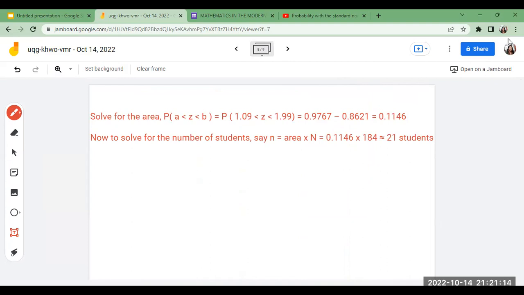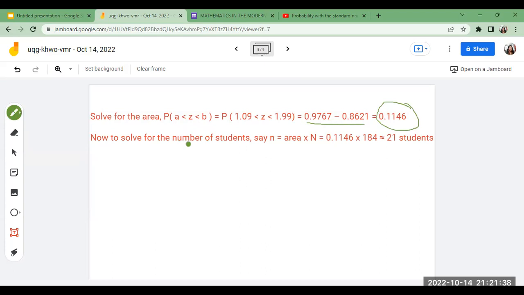And the bigger area is 0.9767 minus 0.8621. That is equal to 0.1146. Okay, so this is the area between A and B, or between 1.09 and 1.99.